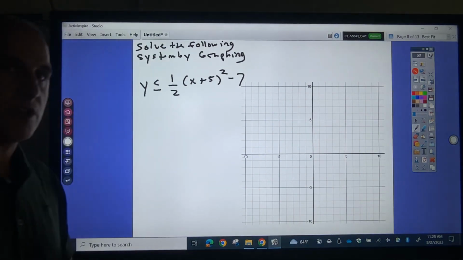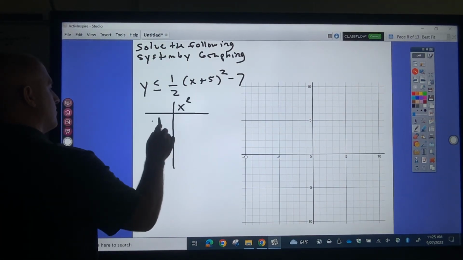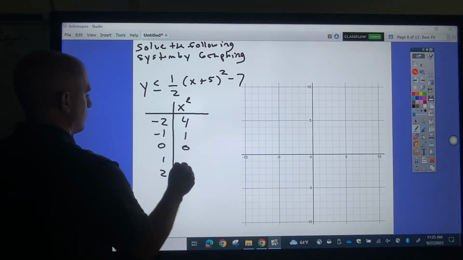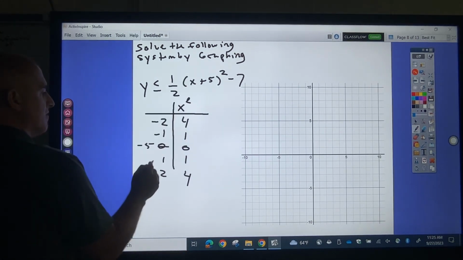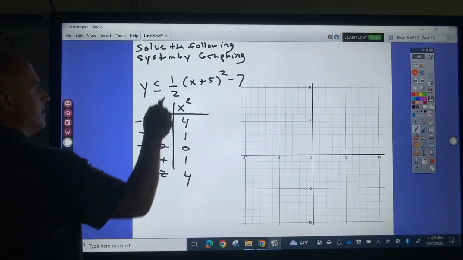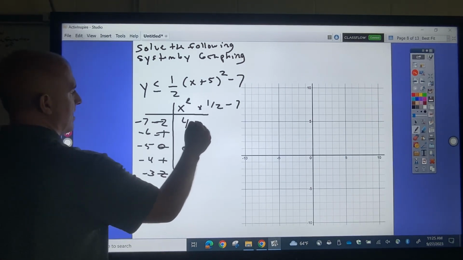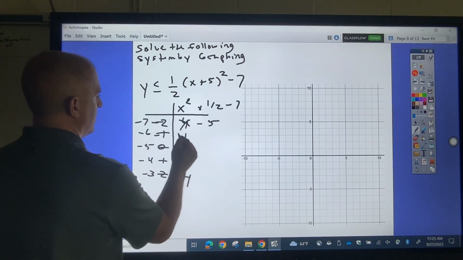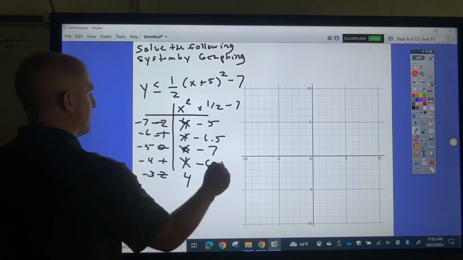Okay, now we get to the quadratic ones with the inequalities. Process starts the same. Okay, solve the inside, that'd be negative 5. Okay, I'd have no interval, so this would be negative 4, negative 3, negative 6, negative 7. I would want to multiply by half and then subtract 7. So that's 2 minus 7 would be negative 5. A half minus 7 would be negative 6.5. That'd be negative 7. That'd be negative 6.5.